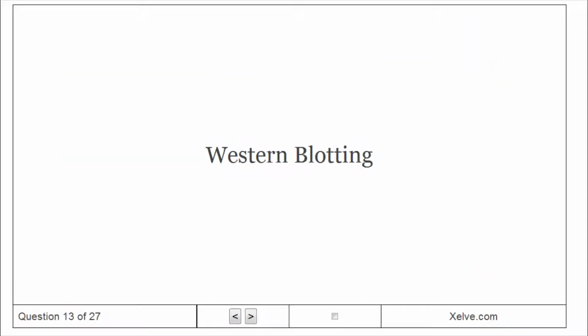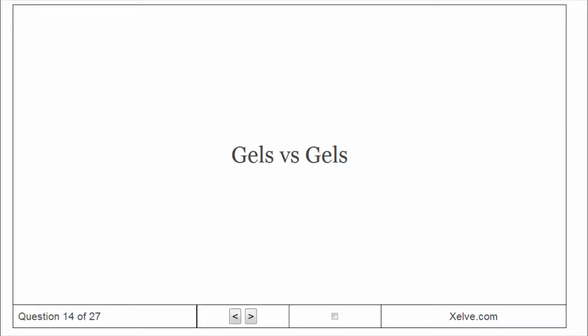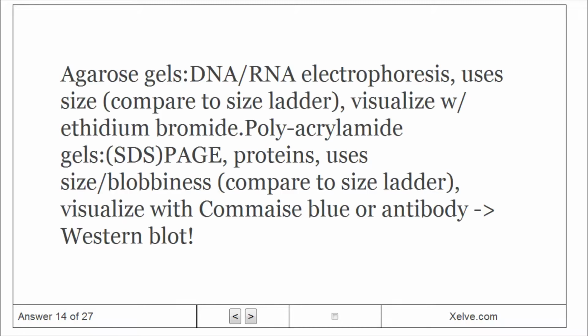Western blotting. A technique that uses antibodies to detect the presence of specific proteins separated by electrophoresis. Gels versus gels. Agarose gels: DNA, RNA electrophoresis, uses size, compare to size ladder, visualize with ethidium bromide. Polyacrylamide gels: SDS-PAGE, proteins, uses size and blobbiness, compare to size ladder. Visualize with Coomassie blue or antibody for Western blot.